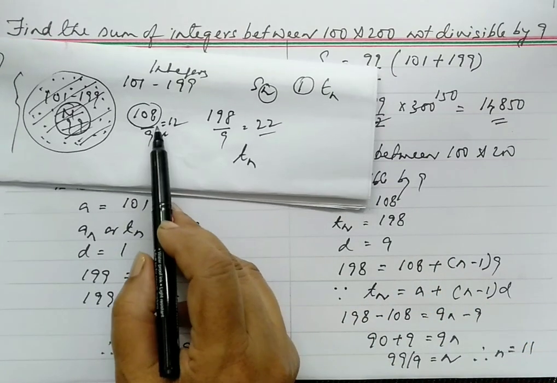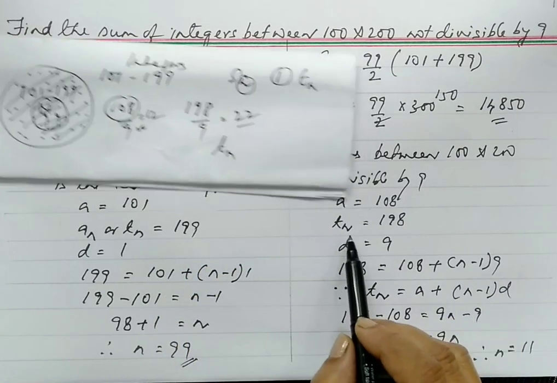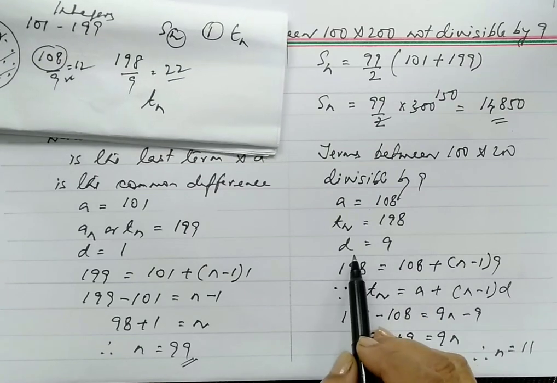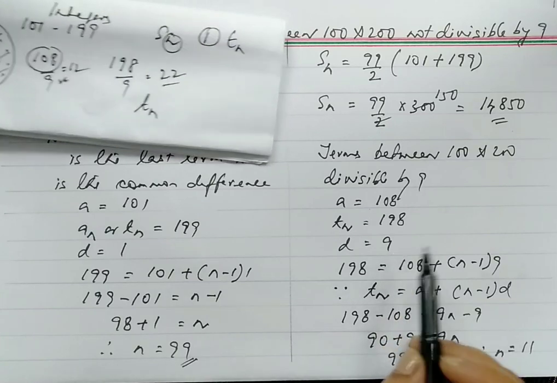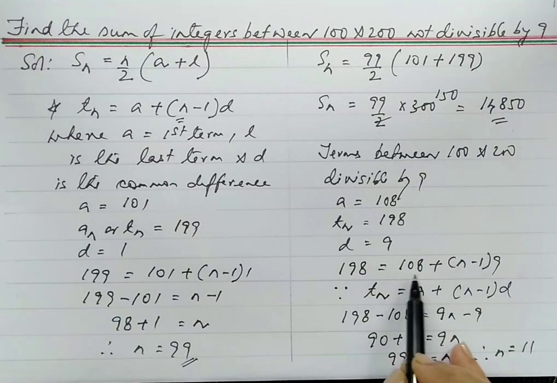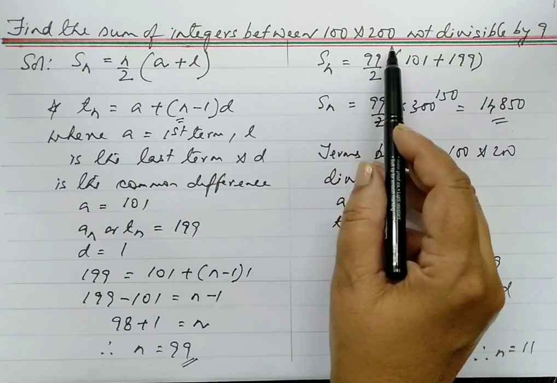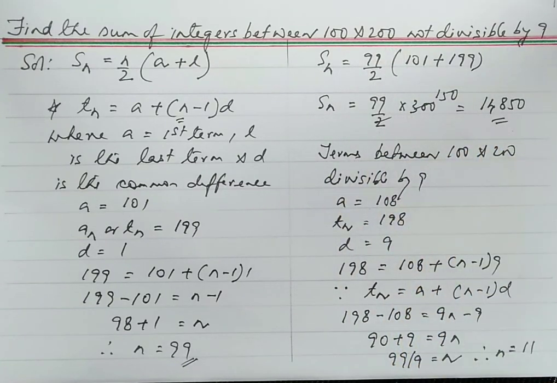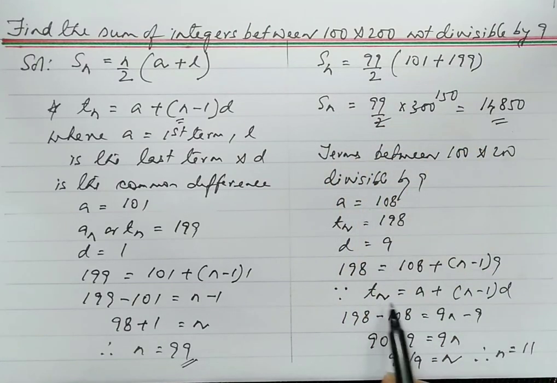This is divisible by 9. This is also divisible by 9, 198, which means our nth term is 198. And the difference will obviously be 9 because we are talking about the multiples of 9. So when I solve 198 equals 108 plus (n minus 1) into 9, I have to find out my n. How many such numbers are there between 100 and 200 which can be divided by 9? I have to find the number of terms.